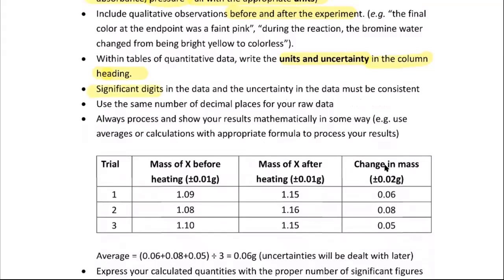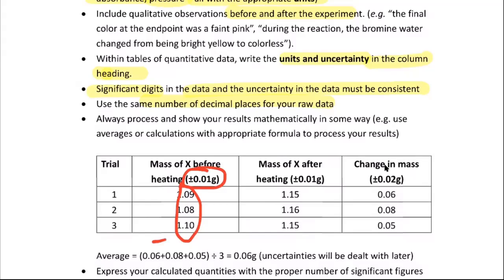Significant digits, sig figs, or significant figures, in the data and the uncertainty must be consistent, okay? And you have to use the same number of decimal places for your raw data. So what that means, I'm going to go down here. Look here, the uncertainty right here, plus or minus 0.01, goes to the 100th place. All of my measurements go to the 100th place. So they all match, okay? They have to match the uncertainty and they all have to be the same number of decimal places.